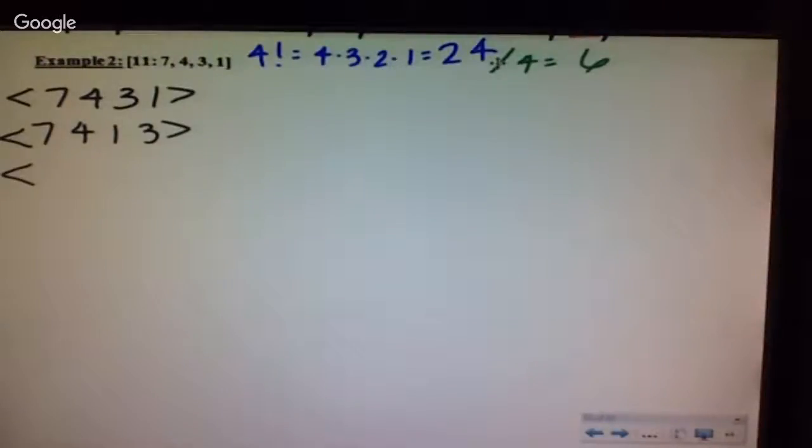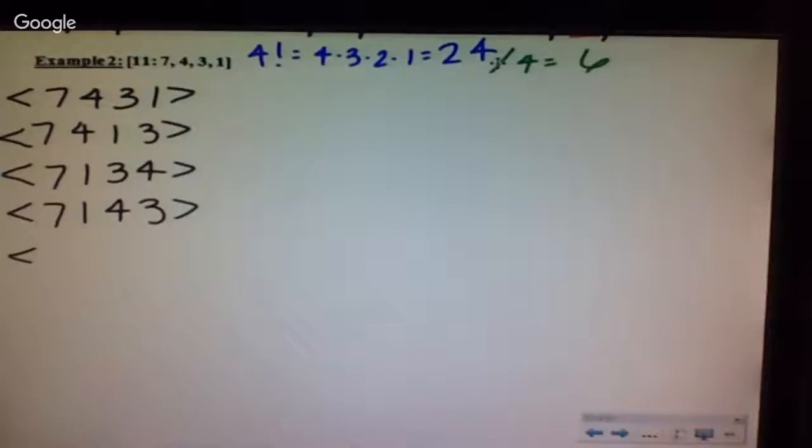Okay, give me another one that starts with 7 because I should have 6 of these. 7, 1, 3. 7, 1, 3, 4. 7, 1, 4, 3. Josh, what are my last 2? Look at it. You got this. We started 7 4s and 7 1s, so these ones have to start 7 3, 1 4, and 7 3, 4 1. Okay, so there's your 6 that start with 7.